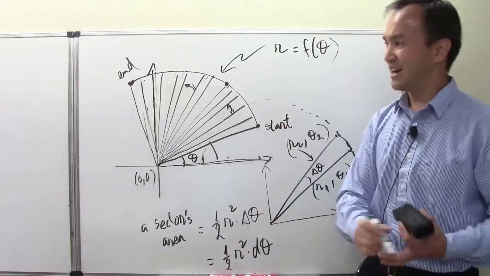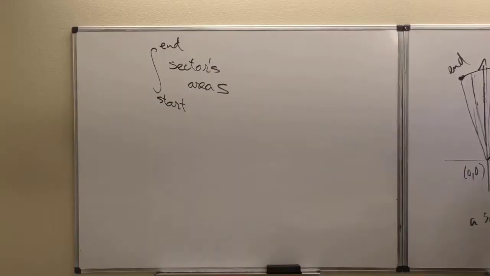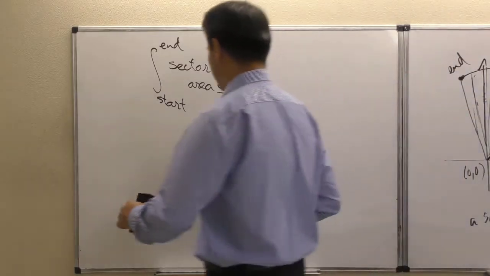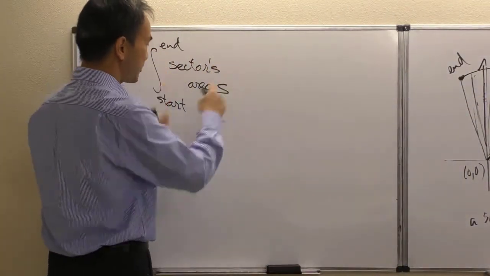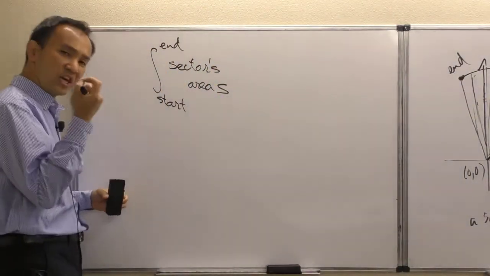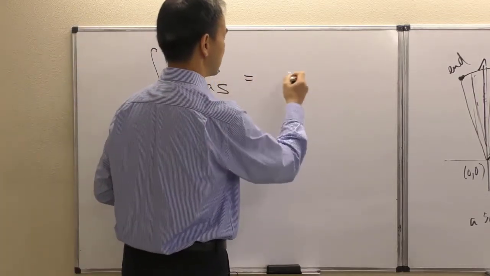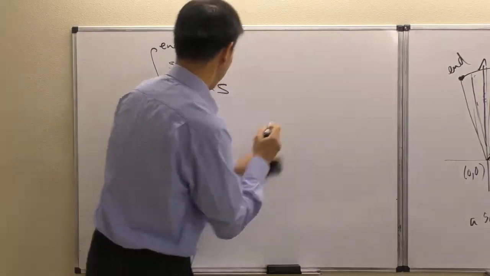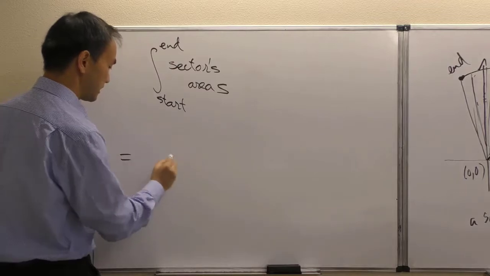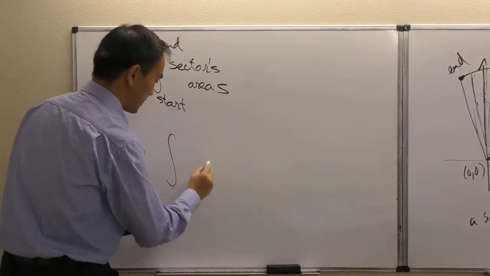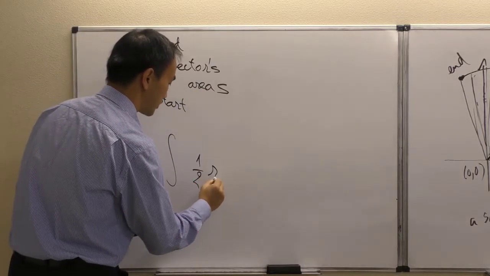Okay, and now over in this picture, we already expressed those sectors' areas. Each one of those, well, now allow me to use the next line down. Each one of those sector areas is 1/2 r squared d theta.